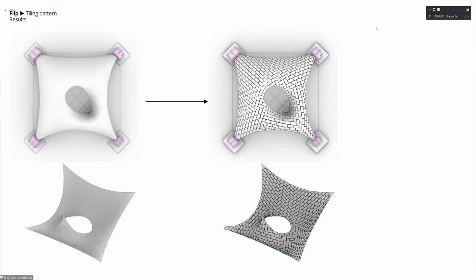And here is how the tiling pattern looks on our shell. We have two singularities. Here.